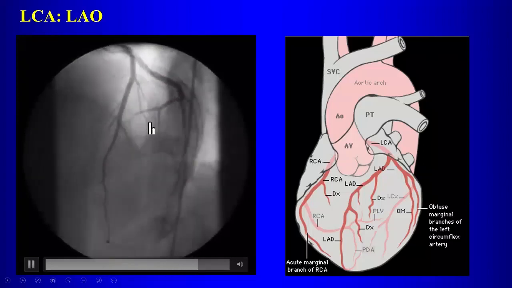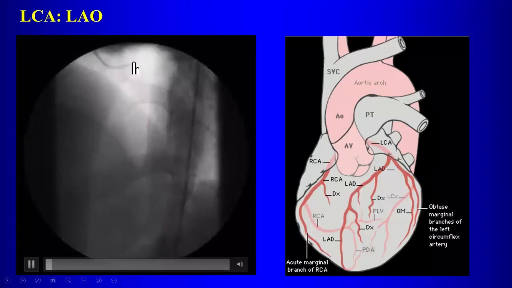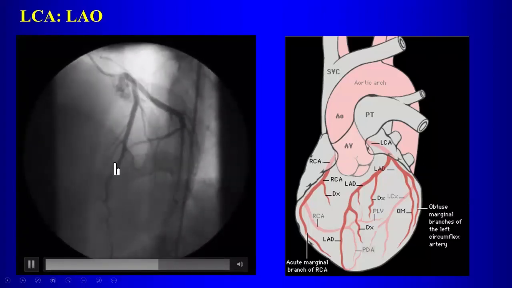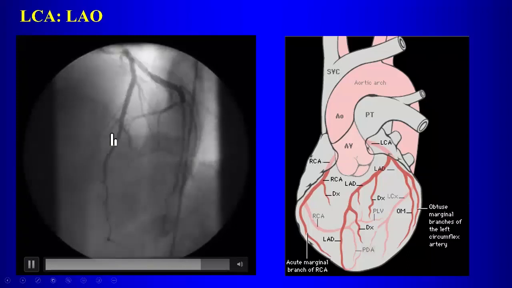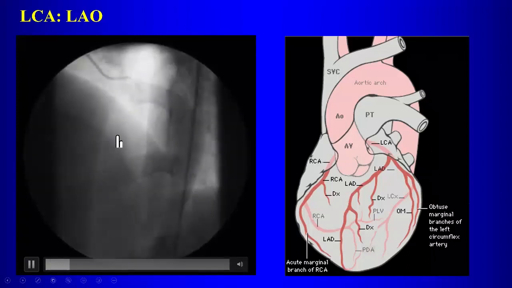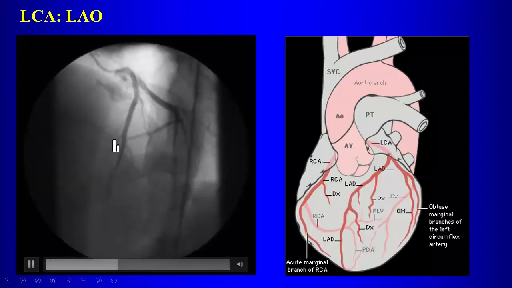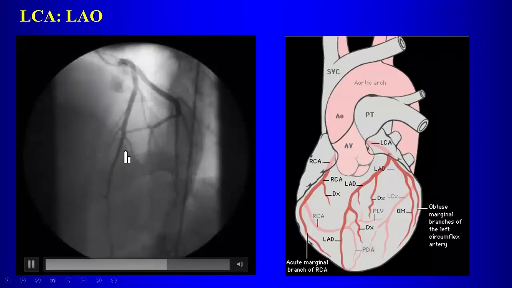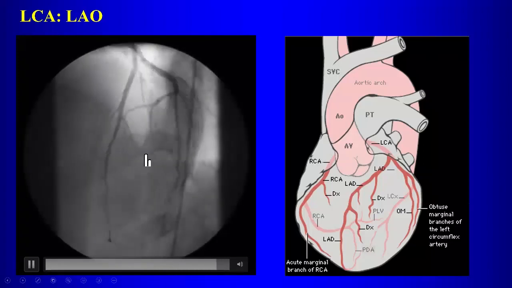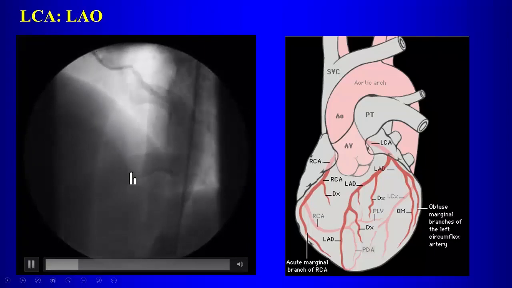Now in this view, the left anterior oblique view, now the LAD is coming towards you. You see it coming down like that. So this guy over here, this is going to be the circumflex. Now these small branches coming medially in this view, right, from the LAD, these are going to be what? Septal perforators, right. These guys here are going to be diagonals, right.